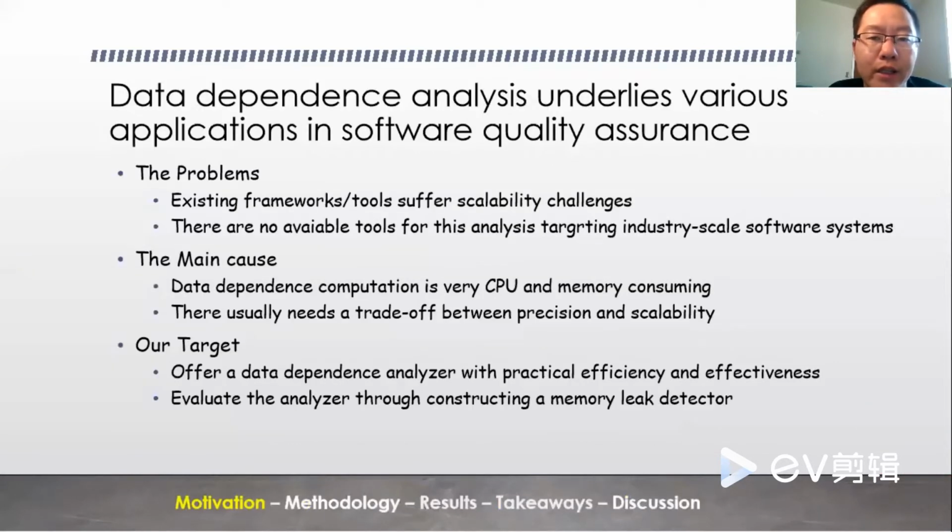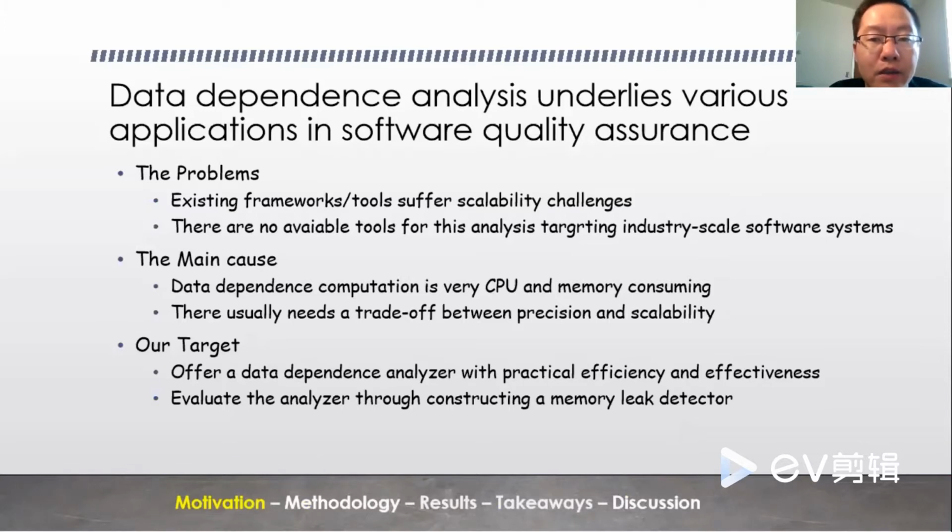As we know, static data difference analysis plays an important role in software quality assurance, such as impact analysis, aiming at obtaining the impact of changes in the deployed products, or taint analysis, aiming at detecting the behavior of the unsecured data. Unfortunately, it is hard to find a static data difference analyzer to work with right now, as existing frameworks or tools for this target commonly suffer scalability challenges, especially in industrial-scale software systems.